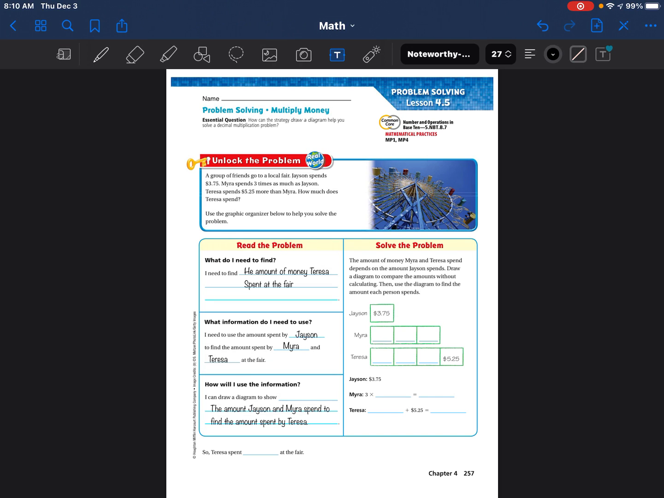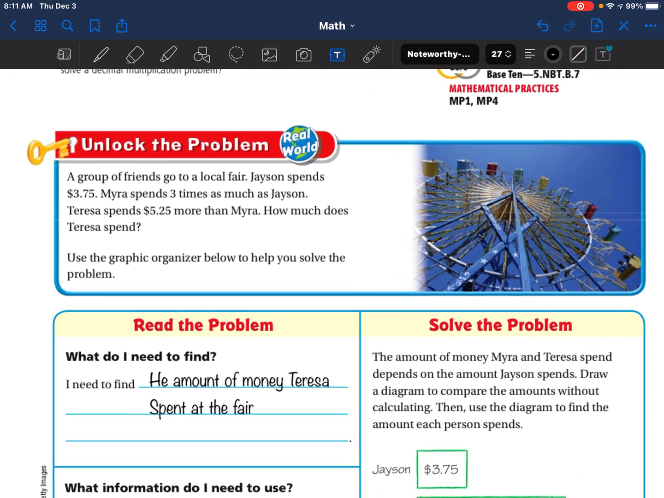Hi everyone, today we're going to go over lesson 4.5, problem solving with multiplying money. So we're on page 257 to start, and we're going to read Unlock the Problem.